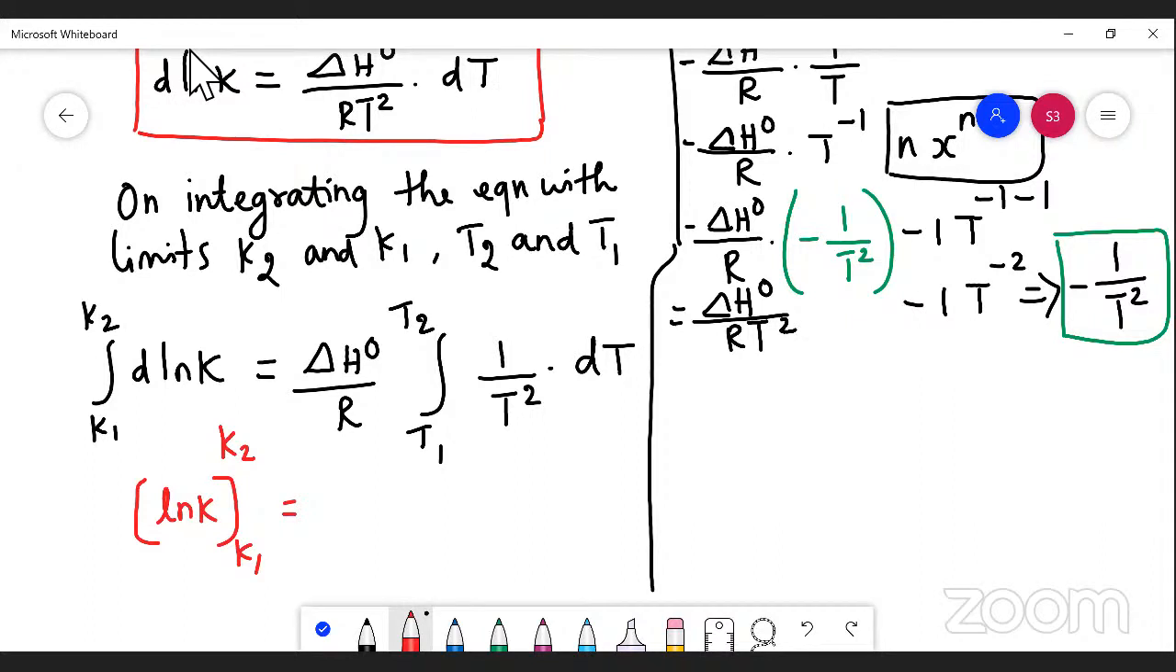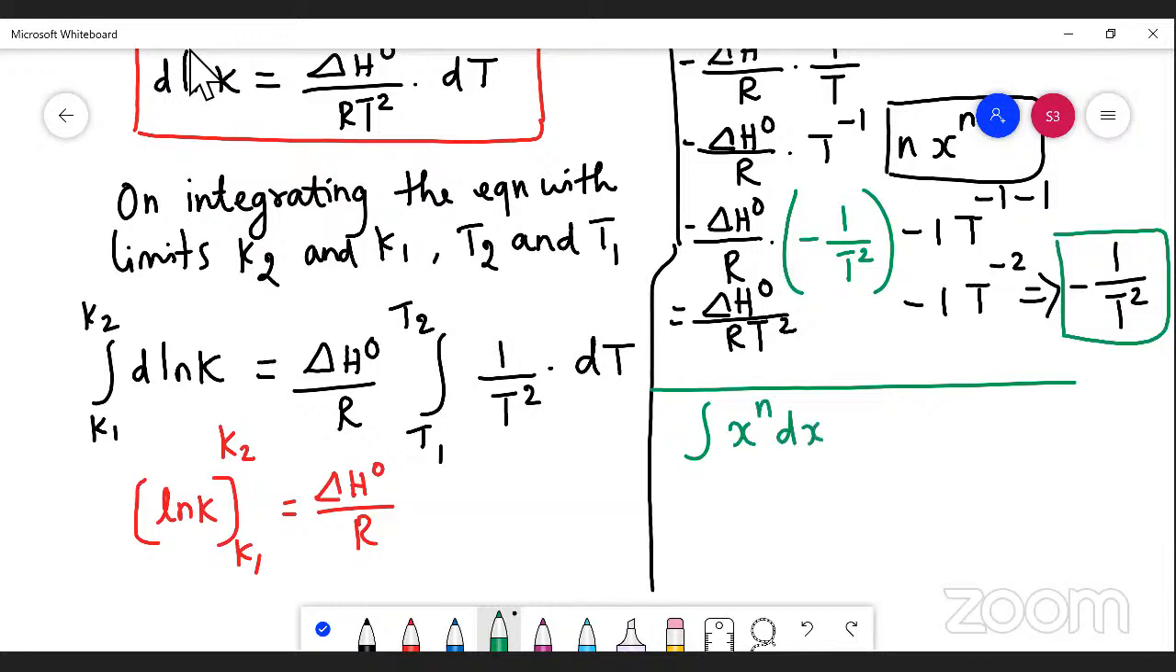And we know that it is a constant. You write the constant as del H naught divided by R. Now I am integrating 1 by T square into dT. I am going to apply one formula that we know already: integral of x power n into dx, whatever it may be, I am just giving it in the x form. As a formula, x power n plus 1 divided by n plus 1.